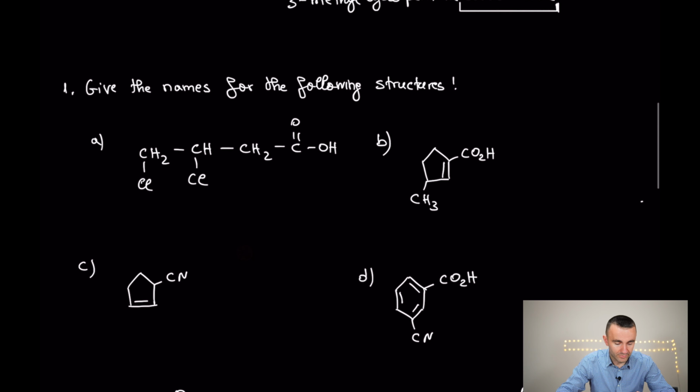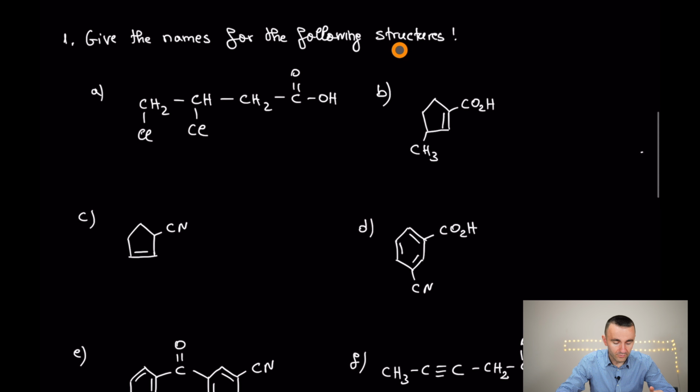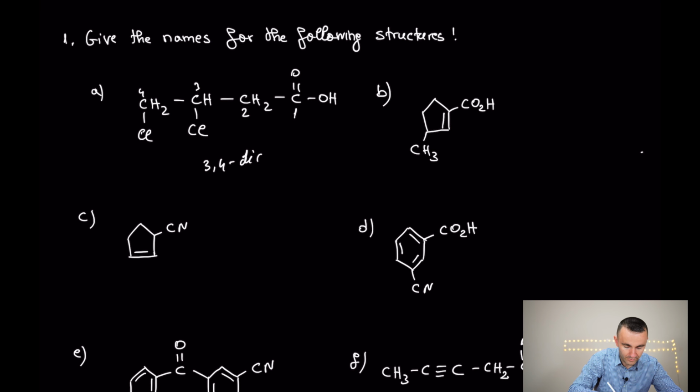Okay, let's move to the examples. Give the names for the following structures. Let's start with the first one, that is a carboxylic acid. So numbering is going to start from this carbon. If it's a straight chain or a branched chain, you are going to count also the carbon at the carboxylic group. But if it is attached directly to a ring, you're not going to count that. So 3,4-dichlorobutanoic acid.